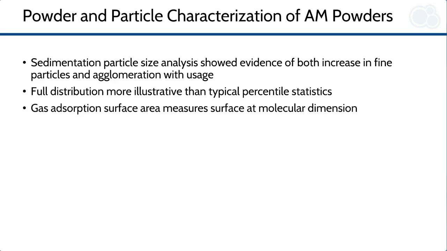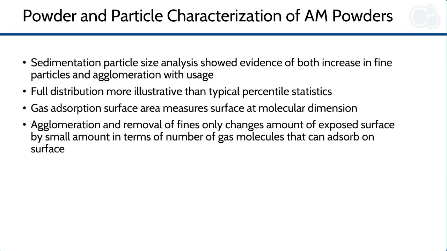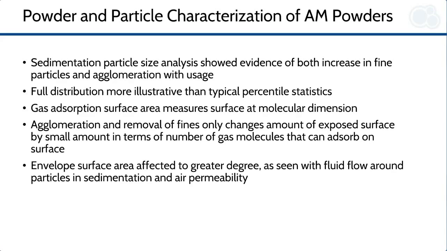The specific surface area determined using gas adsorption is based upon the number of adsorptive molecules that form a single adsorbed layer about the sample. Agglomeration of particles and the removal of satellites result in small differences in the exposed surface area at such a molecular level, though remember that the particle surface is where fusion is occurring. The envelope surface area, though, should be affected to a greater degree with sedimentation and air permeability, as this impacts the way in which the fluid, liquid or air, flows about the particles.